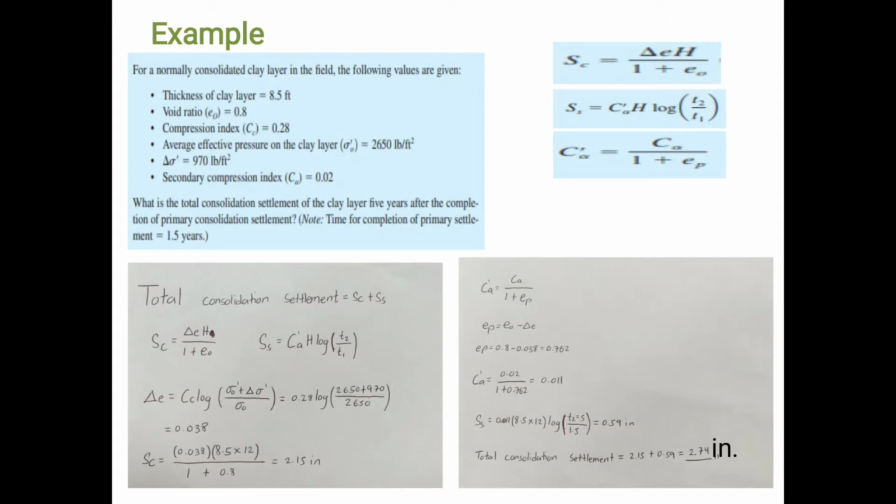First example, for a normally consolidated clay layer in the field, the following values are given. Thickness of clay layer 8.5 feet, void ratio equals 0.8, compression index equals 0.28, average effective pressure on the clay layer equals 2,650 pounds per square foot, and change of average effective pressure equals 2,970 pounds per square foot, and secondary compression index equals 0.02.